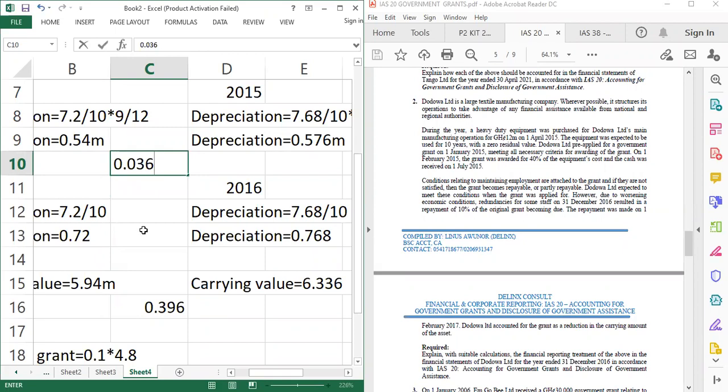If we assume that all the grants were taken, the depreciation for 2016 was 0.72. But if the 10% was not taken at all, because we are paying back, so it means that we haven't taken the 10%. What should have been the depreciation? 0.768. Let's find the difference.